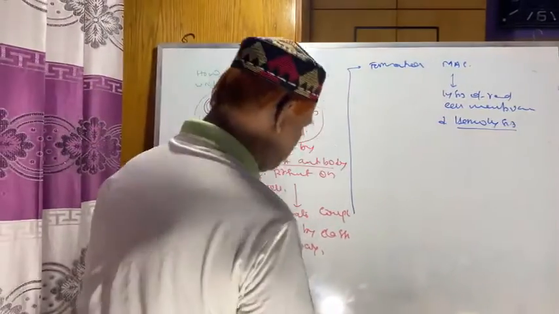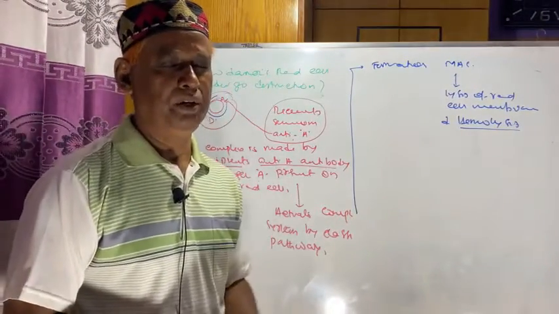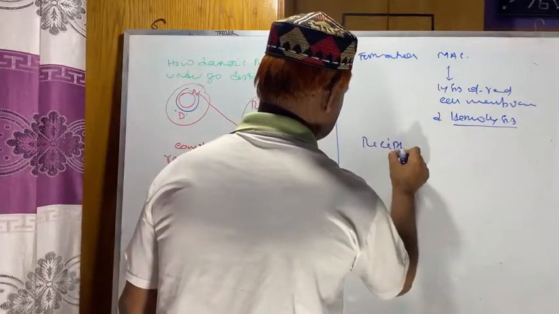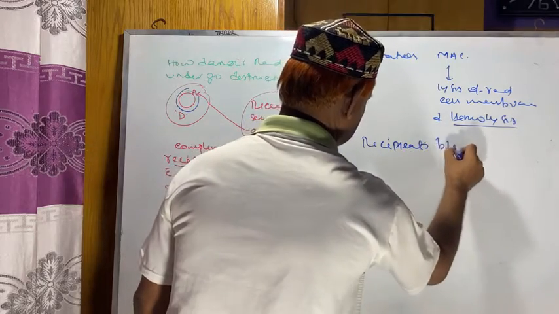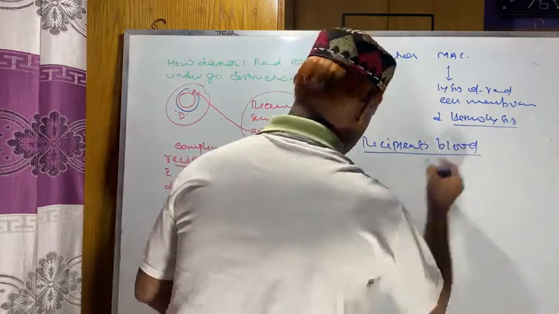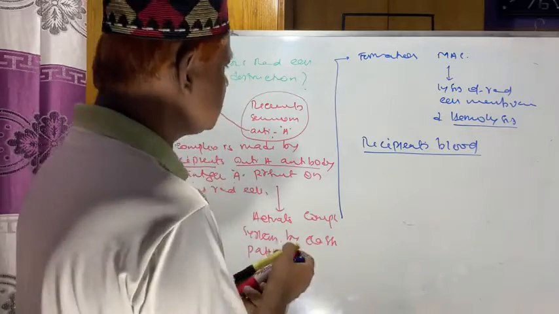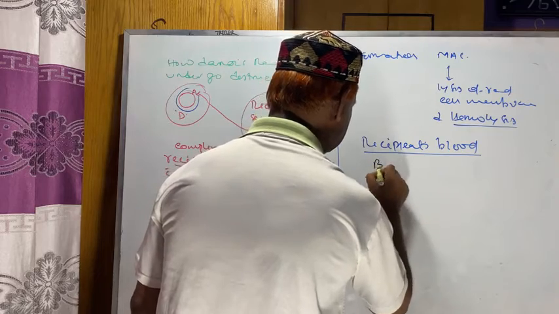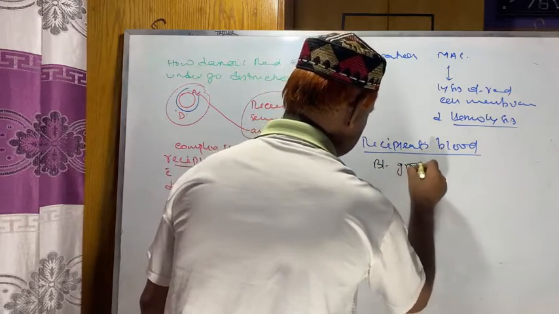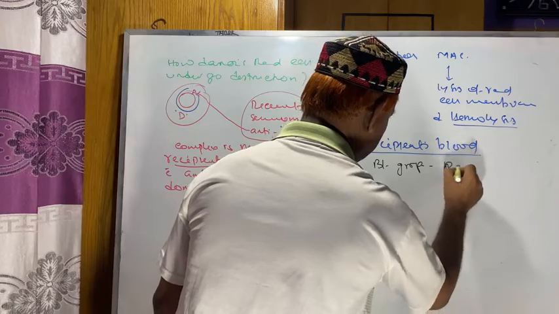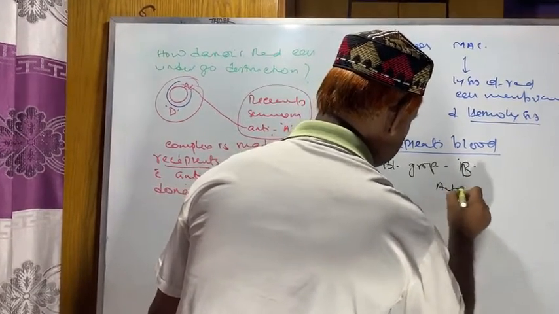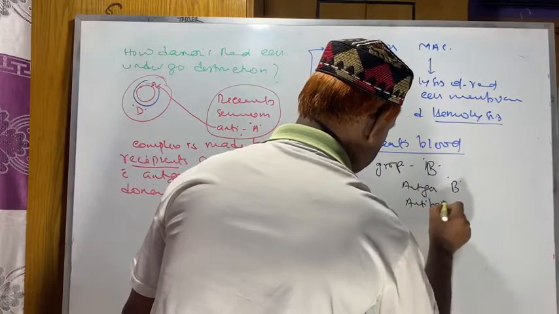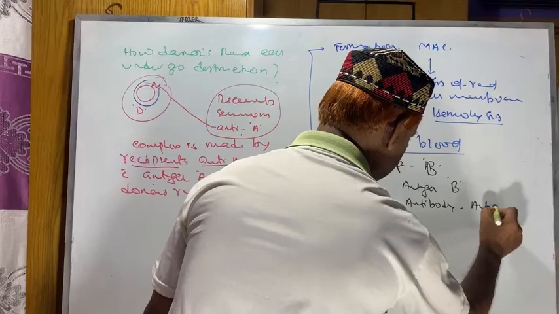Now come to what happens in the recipient's blood. Dear audience, you know here the recipient is blood group B. So, here the antigen is B and the antibody is anti-A.